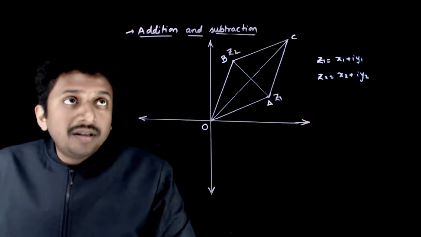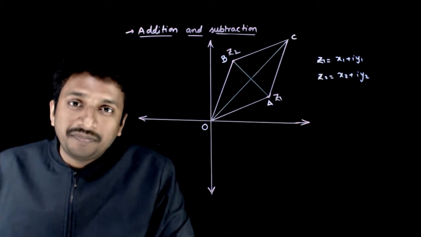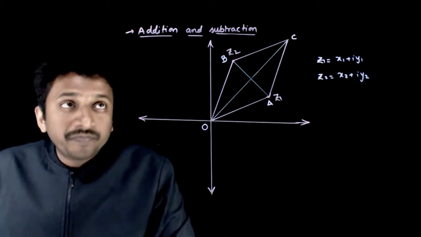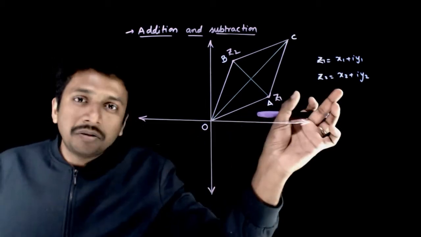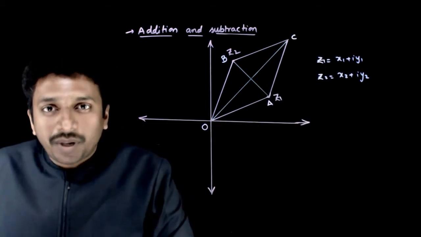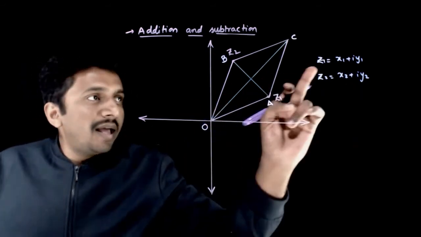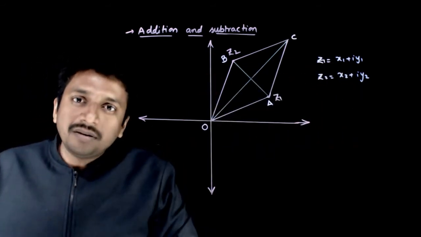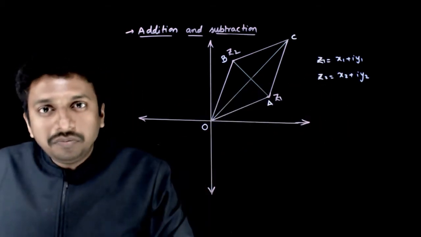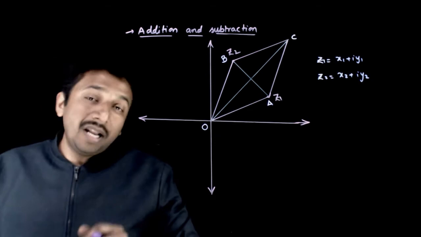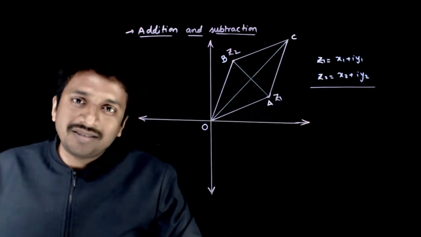So first, let us look at the operations of addition and subtraction. As we have seen before, to discuss the operations of addition and subtraction, we'll take the algebraic representation of complex numbers. So let us take two complex numbers, x1 plus iy1, which is z1, and x2 plus iy2, which is z2. Now, how do we add these two complex numbers? We have already seen this.